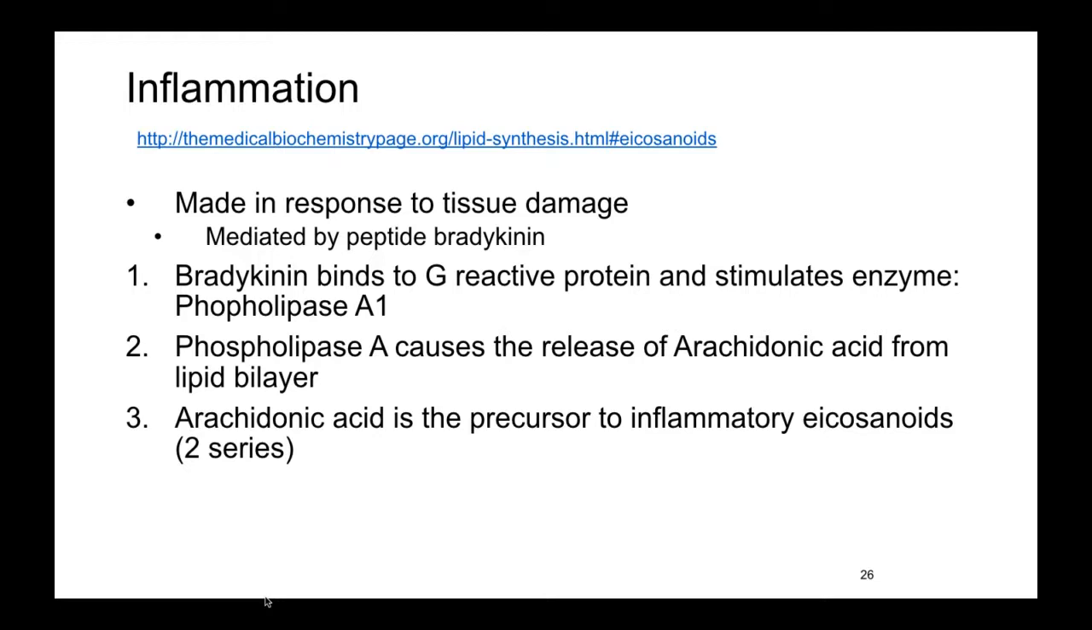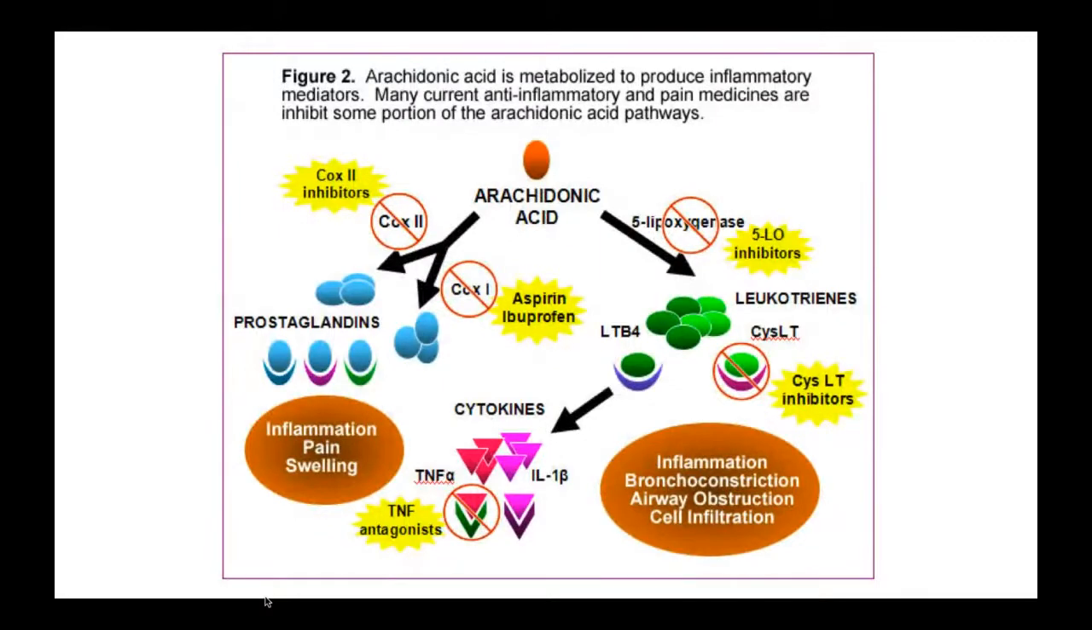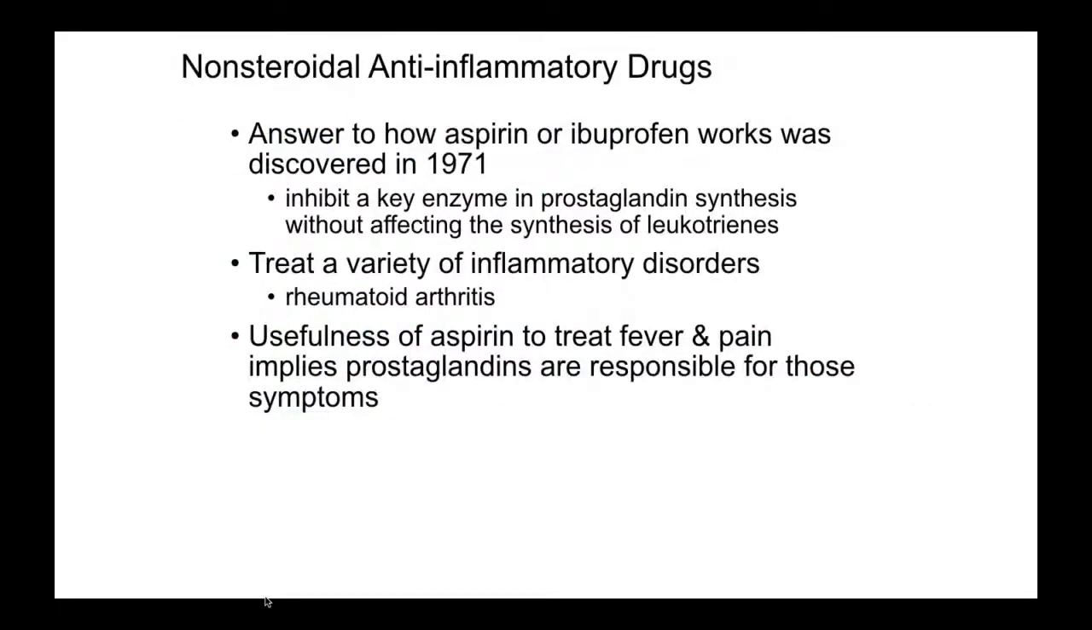phospholipase A1. Now remember, I said cell membranes are phospholipid bilayer. So phospholipase, anything that ends in ACE, is an enzyme, is going to break down that cell membrane wall and release arachidonic acid. And arachidonic acid, as we saw here, can be broken down into these prostaglandins or leukotrienes, creating inflammatory responses. We know that when people take aspirin or ibuprofen, aspirin was discovered in 1971, it inhibits the prostaglandin synthesis, right, without affecting the leukotriene pathway.